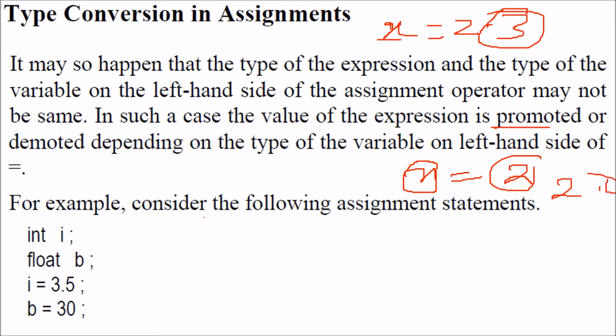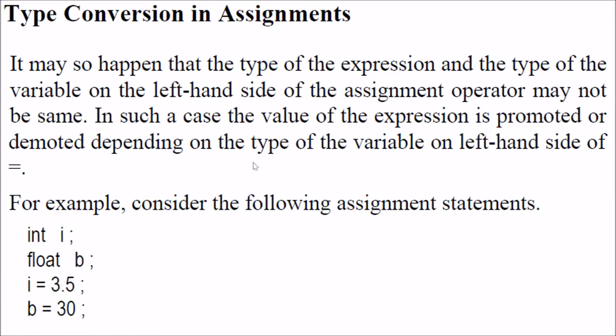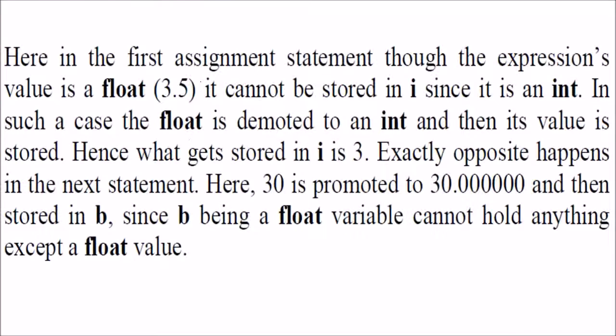But if x is equal to 2 and x is a float, then 2 will be promoted to 2.0. See, integer i and float b, we have i as 3.5 and b as 30. i is an integer, so it will only get 3; 0.5 will be truncated. How about b? b is 30, but it is a float, so it will be 30.0. You get 3.5 truncated to 3, and for 30 you get 30.0 because it has been assigned to a float variable on the left hand side.